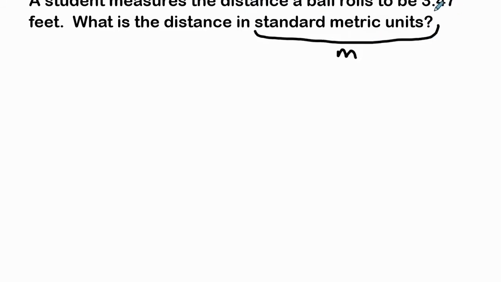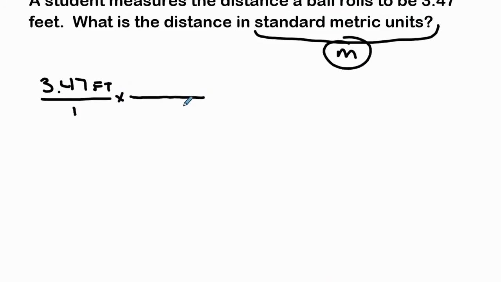They measured 3.47 feet. We need to get to meters. So we're done when our only unit left is meters. We'll start by putting this over 1. We can put anything over 1. Now I need to get rid of feet, so feet are going to be on the bottom. Think about a unit I know that has a relationship with feet. There's a relationship between inches and feet: there are 12 inches in 1 foot. Now I'm left with inches, so that's good.